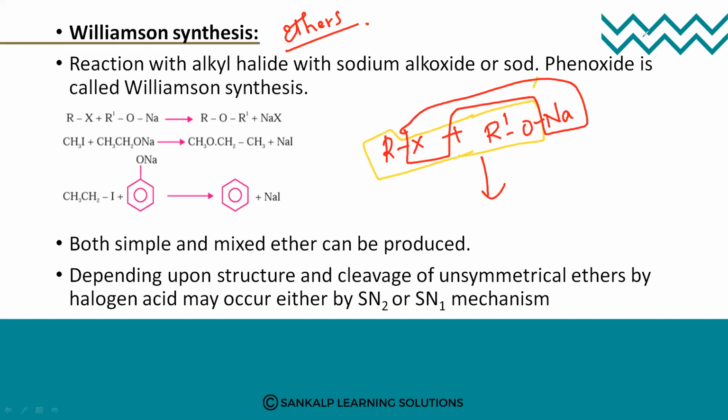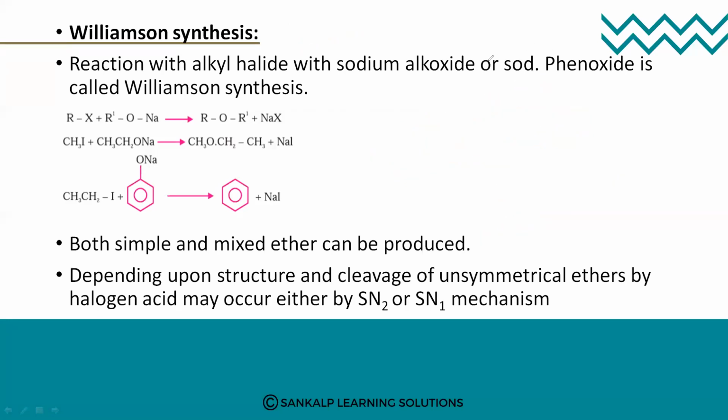So how does the reaction take place? R-X plus R-ONa gives ROR plus NaX. So when an alkyl halide is treated with sodium alkoxide or sodium phenoxide, it undergoes a Williamson synthesis. From this synthesis, you can produce simple ethers and also mixed ethers. Both types of ethers can be produced.